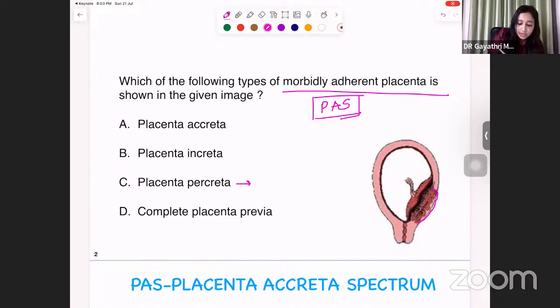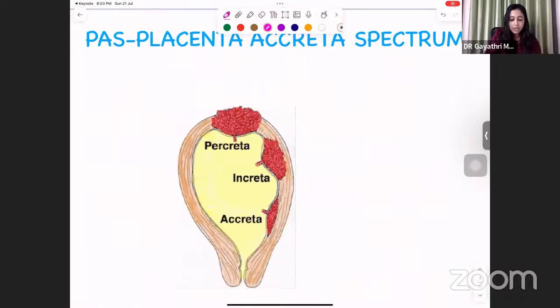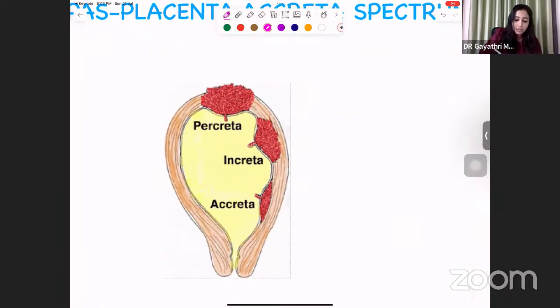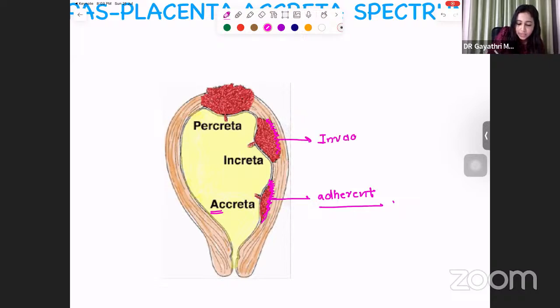Anything which touches the serosa or even goes beyond the serosa is placenta percreta. Again, let me show you an image here. In the first image, you can see that it is just attaching to the level of the myometrium. It is just adherent to the myometrium. So remember A and A: adherent to myometrium is accreta. I and I: invading into the myometrium is increta. And finally, percreta, which is touching the serosa.